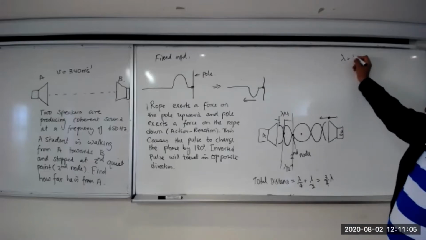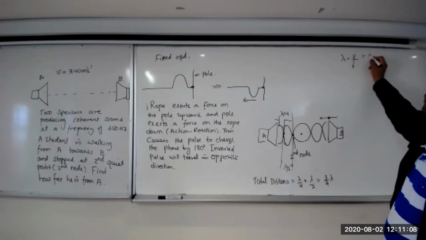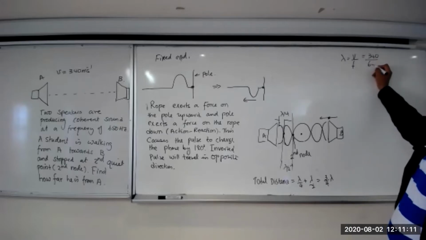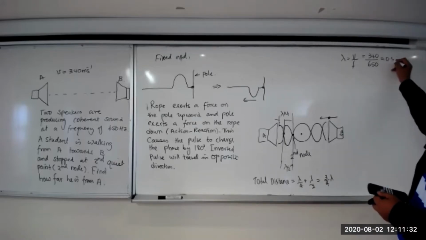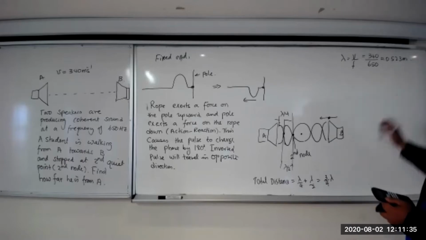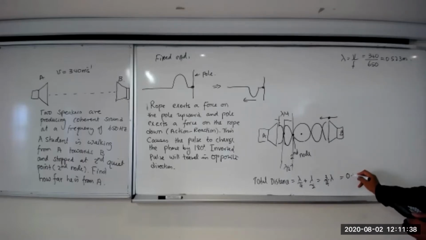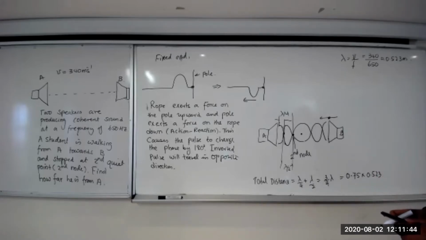Okay, so your lambda is going to be V on F. The V was 340, F was 650. I think Tisara got the answer. 340 divided by 650, so 0.52. And you get 3/4 of that. That's where 0.39 comes in.